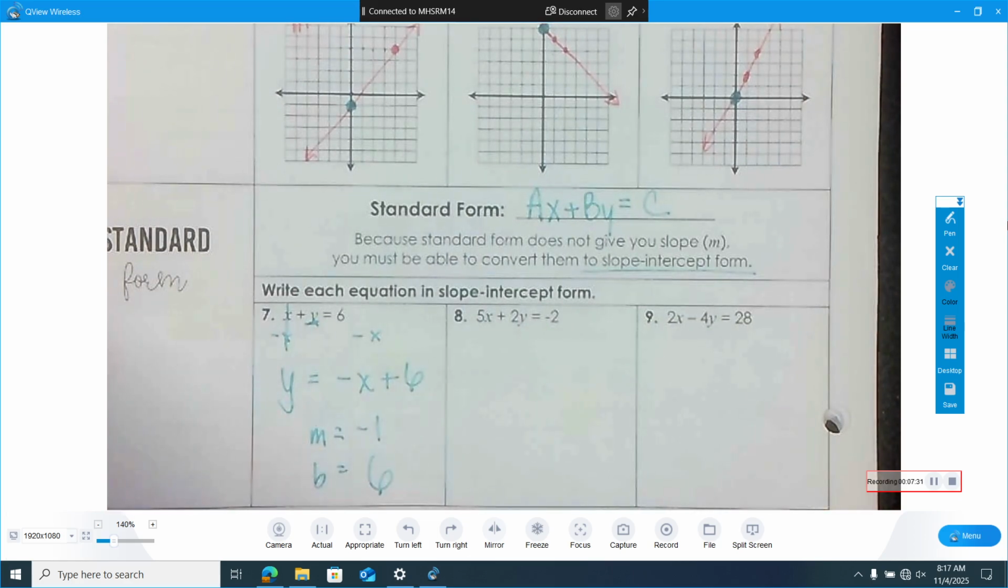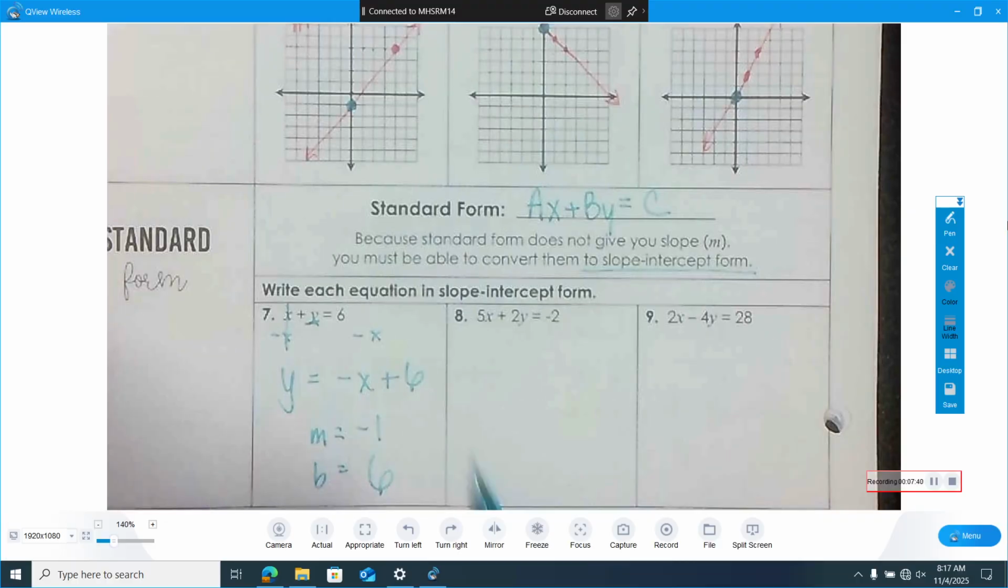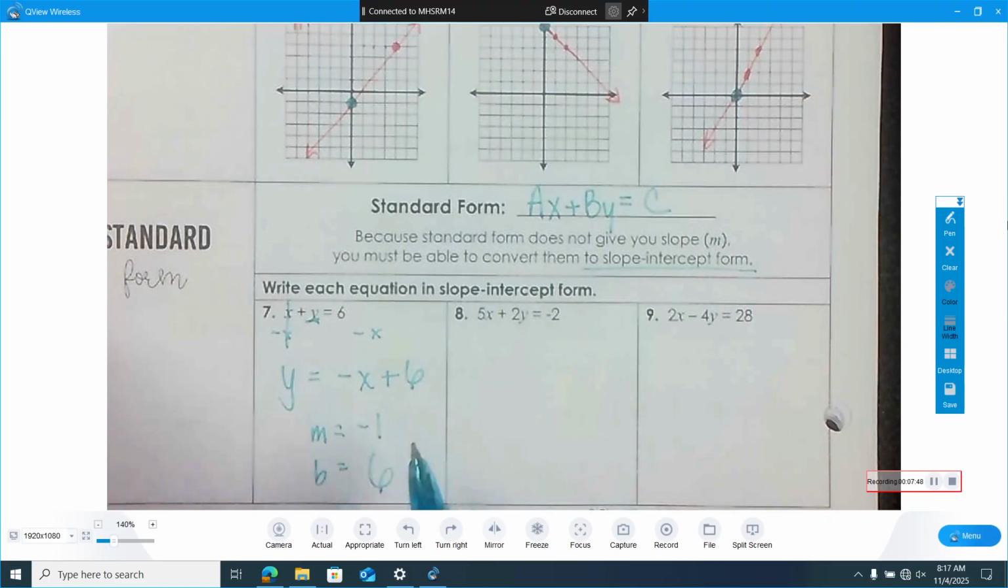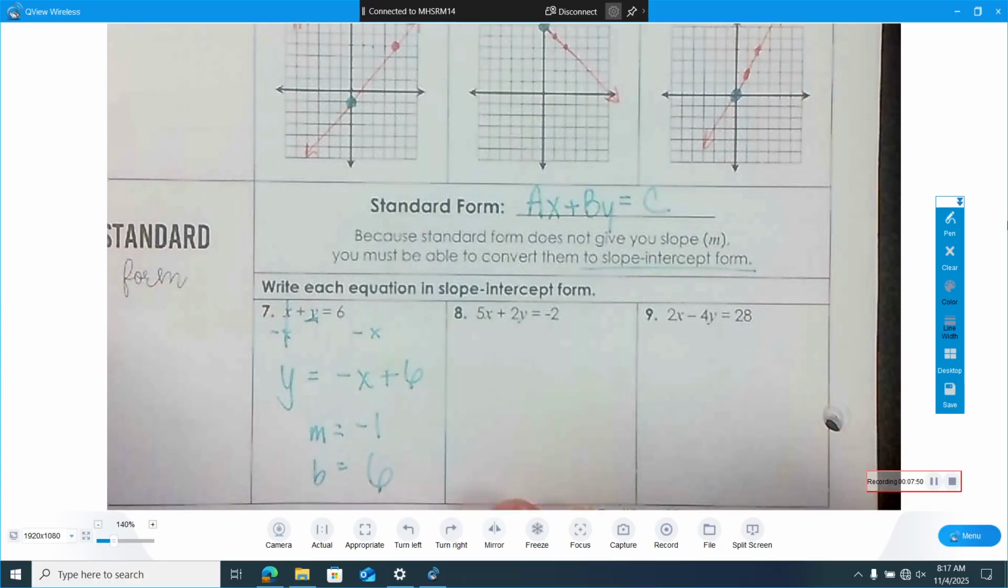Good. All right. There are questions in Delta Math where you're going to have to read, ladies and gentlemen. It's going to give you an equation in standard form, and it's going to say, what's the slope? Or what's the y-intercept? Okay? So you have to just be able to read, and then you can solve for y and figure out either of those.